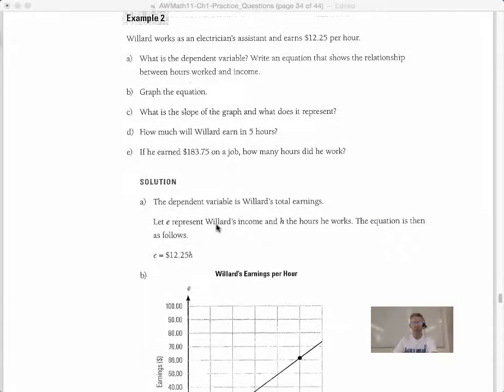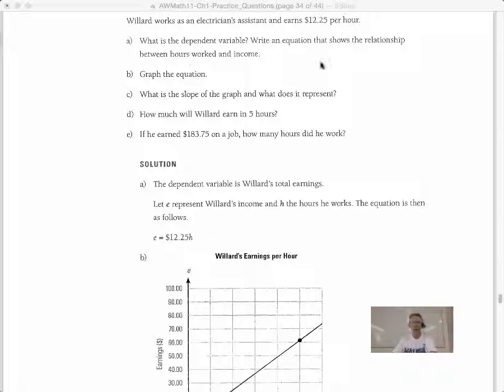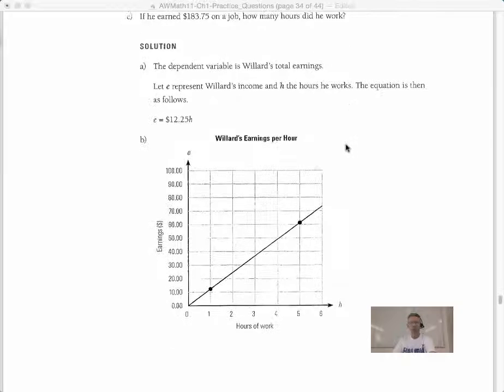So here's an example dealing with that. And it's talking about an electrician's wage. And he's been getting paid $12.25 an hour. And it asks various questions based on that. What is the dependent variable? And write an equation that shows the relationship between hours worked and the income. Graph the equation. What is the slope of the graph? What does it represent? How much will he earn in 5 hours? And also, if he earns this on a job, how many hours did he work? So let's go through the solution here.